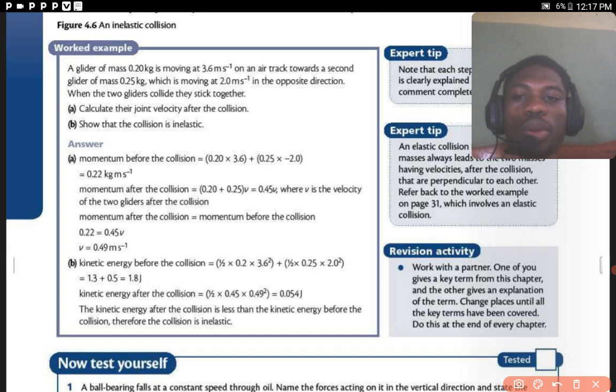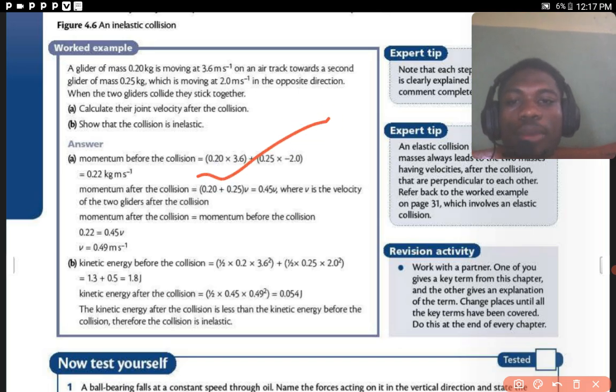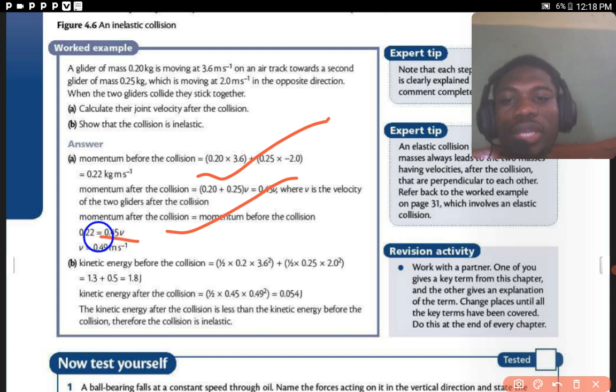All right. So now we are going to use momentum. This is the momentum before collision calculated here. Good. Momentum after collision, this and that. So after collision, this is their joint speed v. This is the speed that they will stick together and move with.